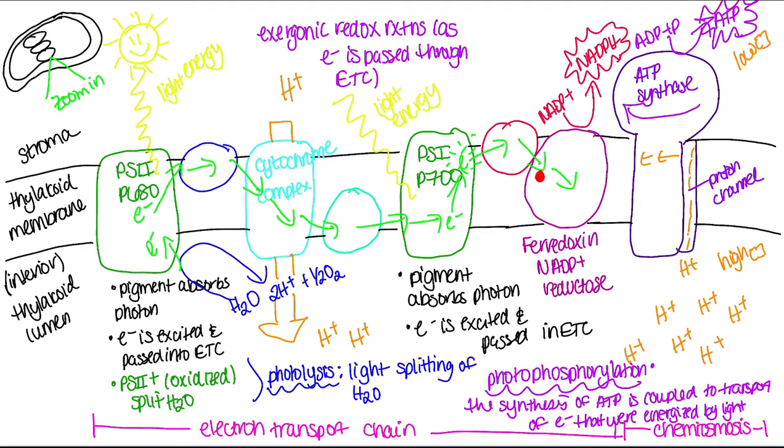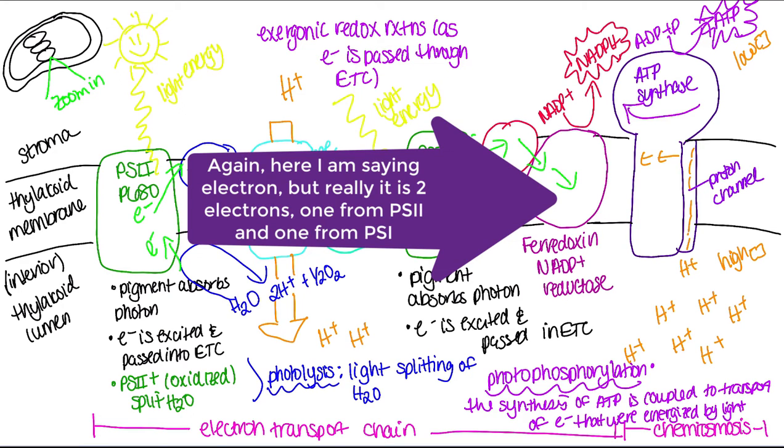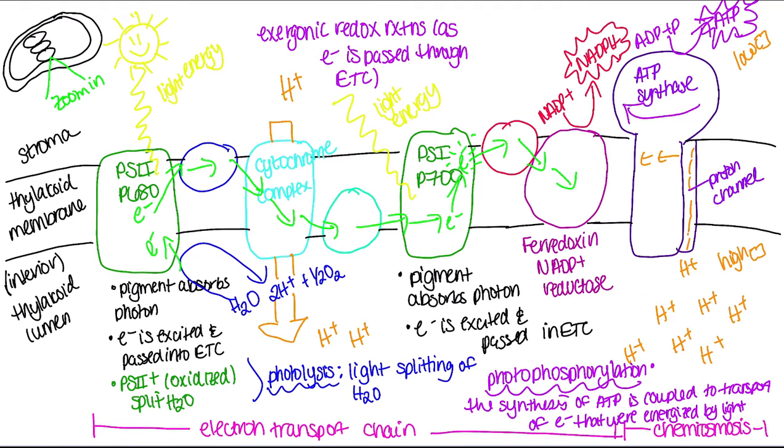So we're almost done here with the electron transport chain. This electron finally makes it to this last complex, this ferredoxin NADP+ reductase. And that electron is then given to NADP+, and NADP+ is reduced to NADPH. And finally, now we can talk about the chemiosmosis part. Through this entire process, through these redox reactions, we have been busy pumping those protons into the lumen.